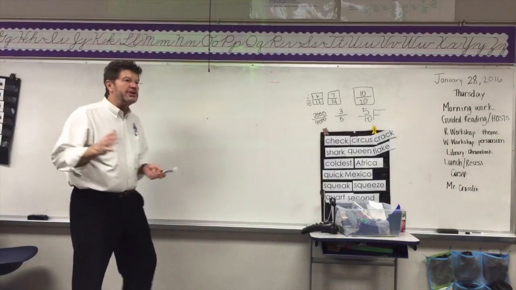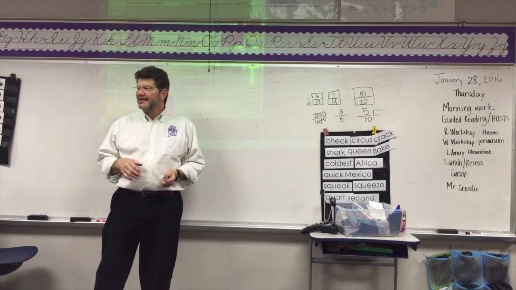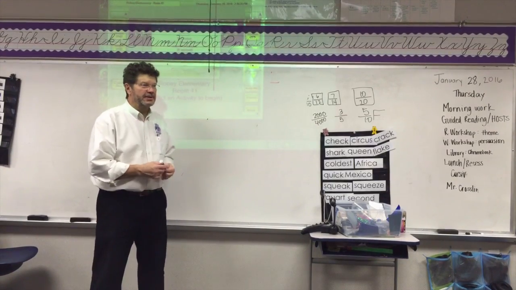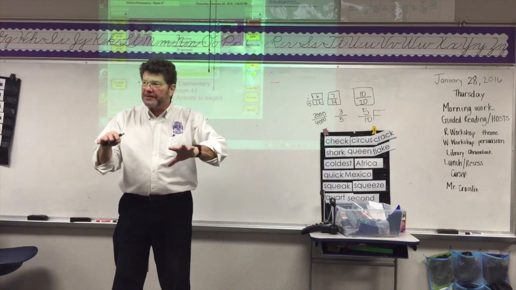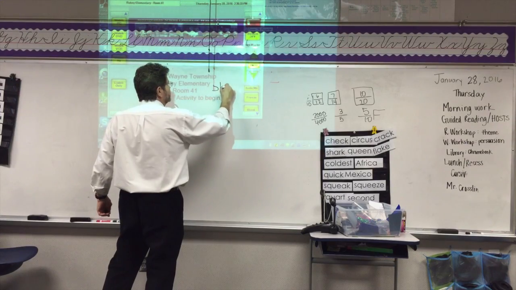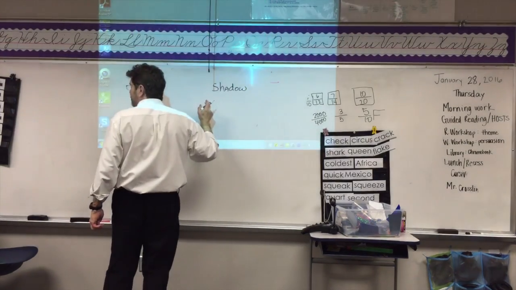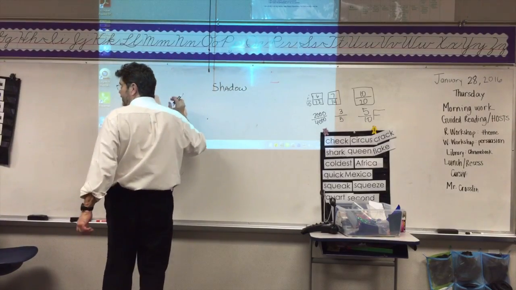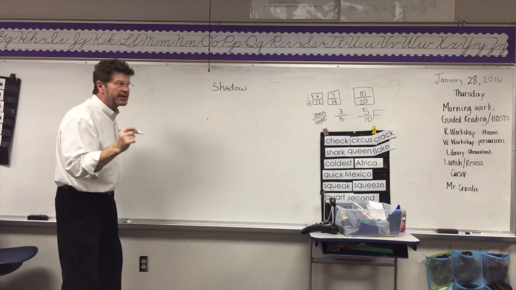Okay, one more thing I want to talk about light before we end the lesson. This is one of my favorites. It has to do with three things: a light source, an object, and a surface. And we call that a shadow. Maybe we can black that out just for a second. Okay. Shadow. So you need three things for a shadow.